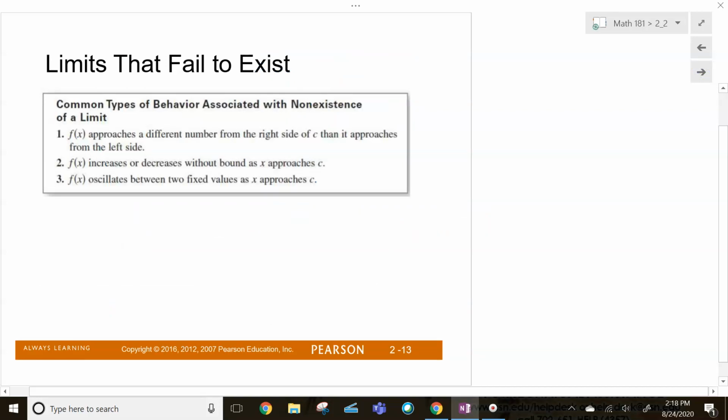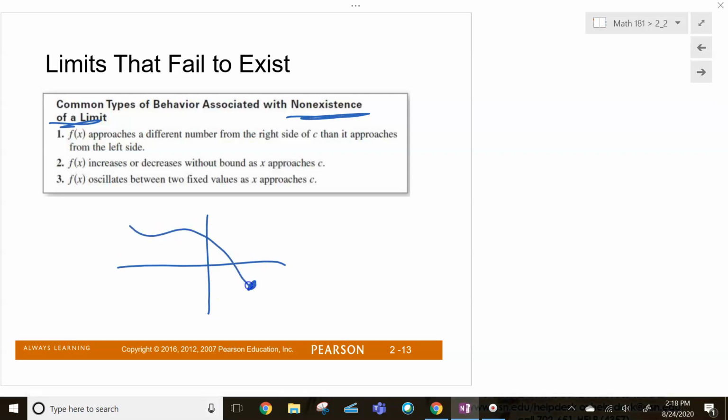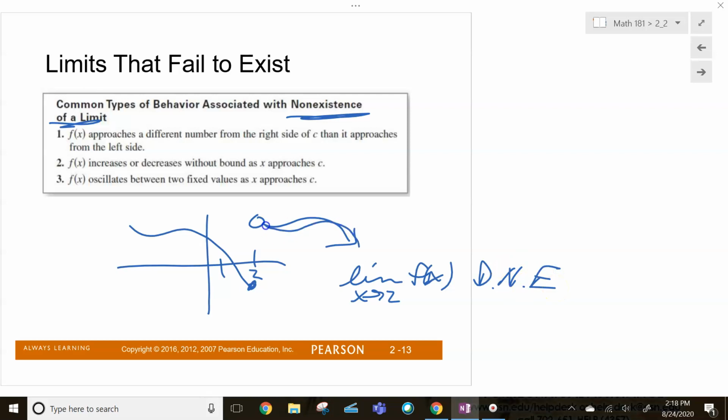Okay, so you're not going to have a limit if, when I follow a function, let me give you a different one. Here's one. Let's say this is 2. The limit of this function, I'll call it f of x, as x approaches 2 does not exist because if you notice from the right, it's going to this y value, whatever that y value is. As I follow it from the left, it's going to a different y value. So the limit does not exist.